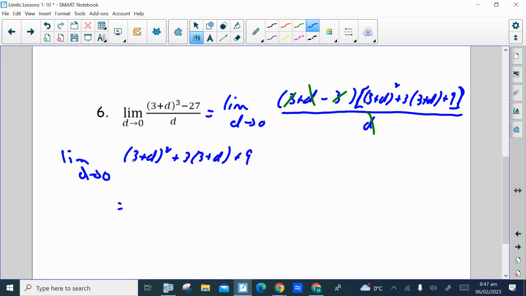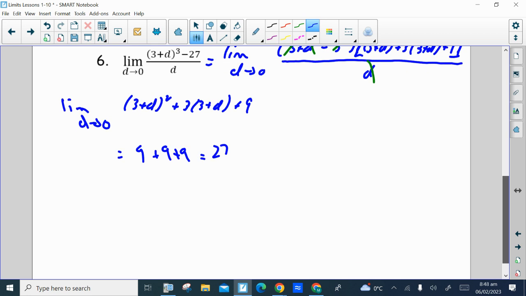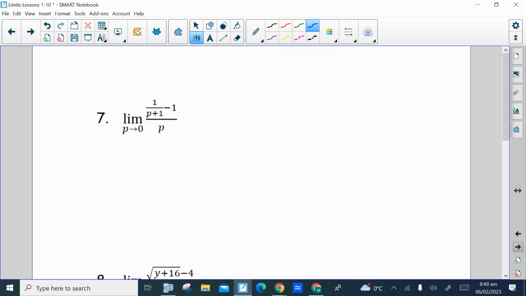So when d equals 0, you're going to have 3 plus 0, which is 3 squared is 9, plus, when d equals 0, you're going to have 3 plus 0 inside the brackets, which is 3 times the other 3 is 9, plus another 9. Our answer is 27. And again, you would have a point of discontinuity at the point 0, 27 for this graph. Okay?